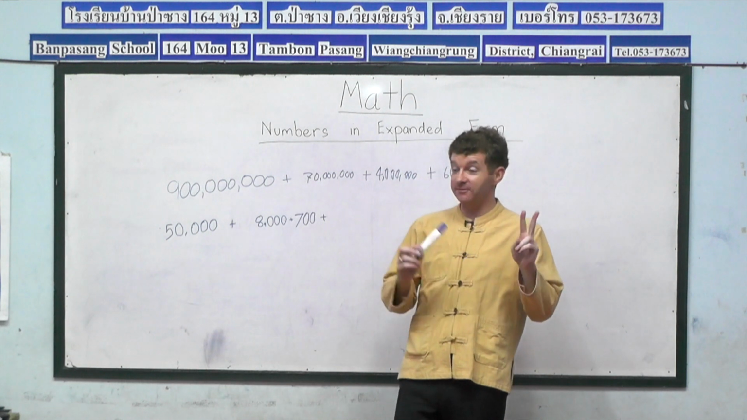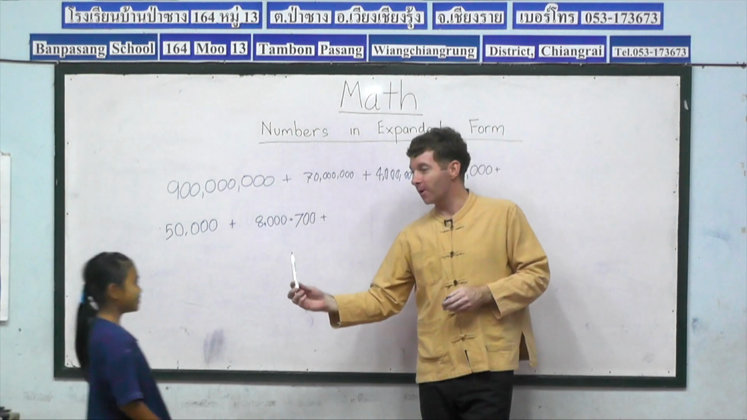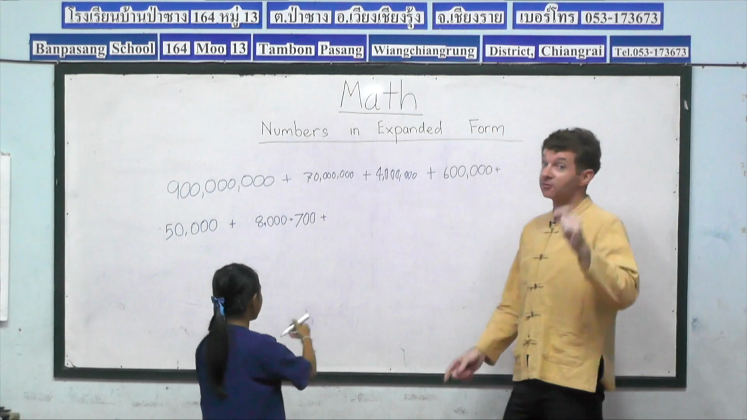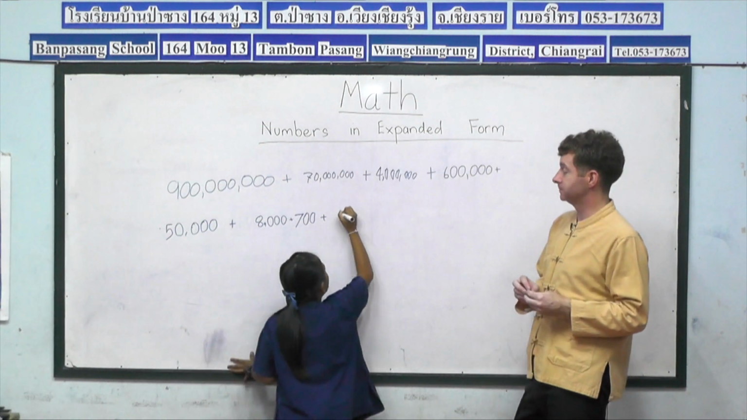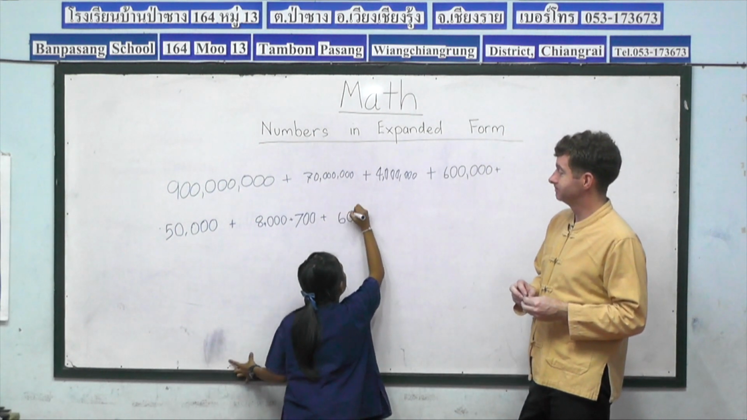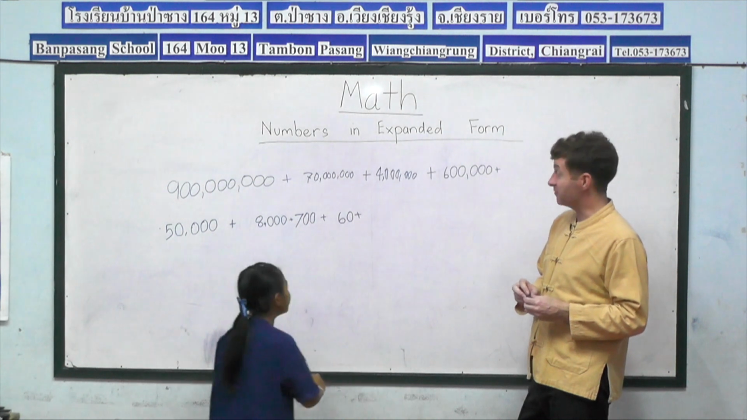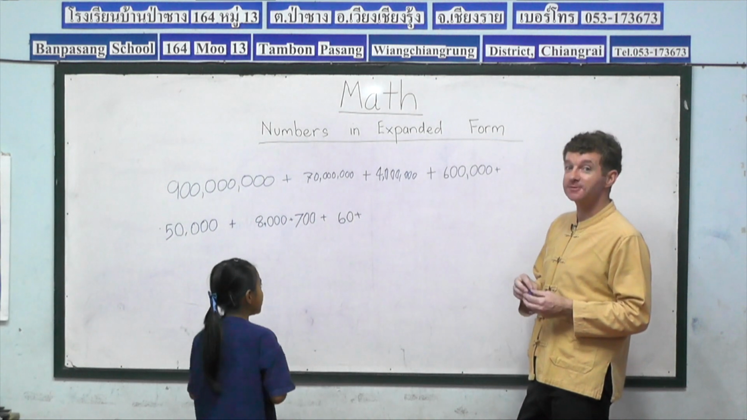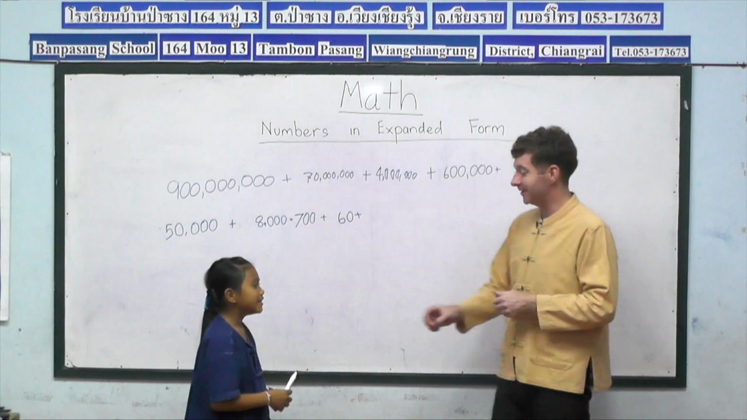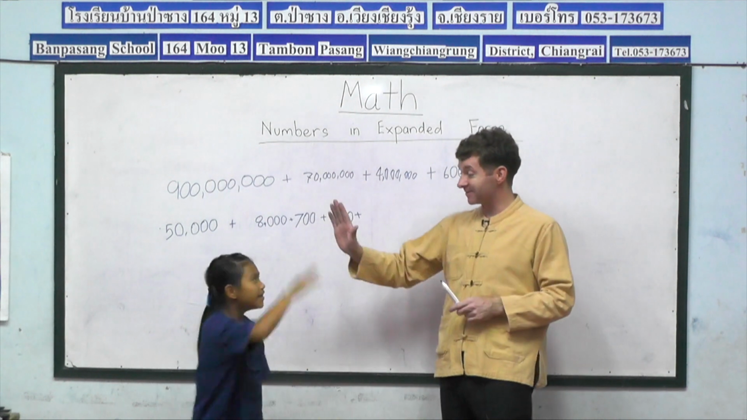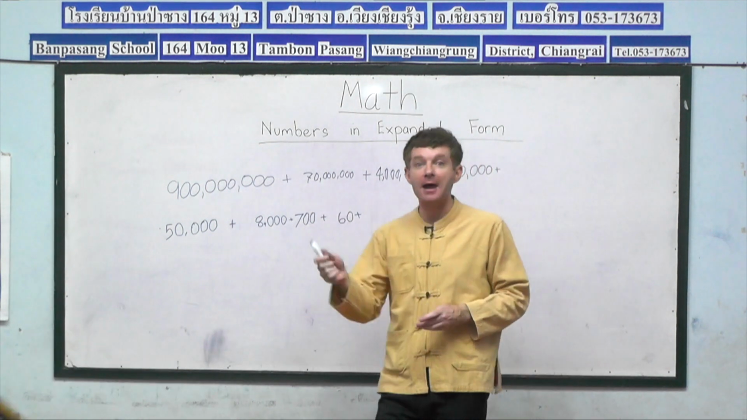And now 2 digits, Pakbung. There you go. Any 2-digit number, making sure the second one is a 0. Perfect. What's the value of Pakbung's number? 60. Pakbung, that was excellent. High five. Big round of applause for Pakbung.